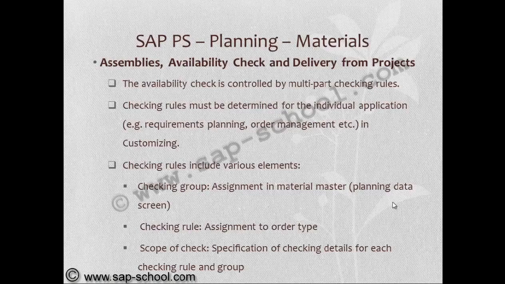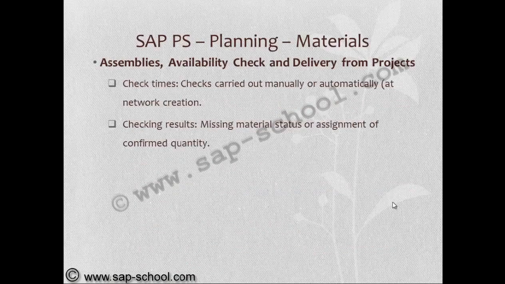Checking group is an assignment in the material master, that is, planning data. Checking rule is an assignment to order type. Scope of check is the specification of checking details for each checking rule and group. So that means the specification of where to check and what stages need to be considered; the entire details will be defined in the scope of check.